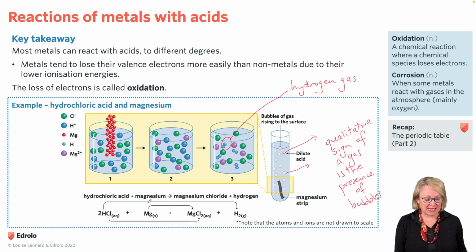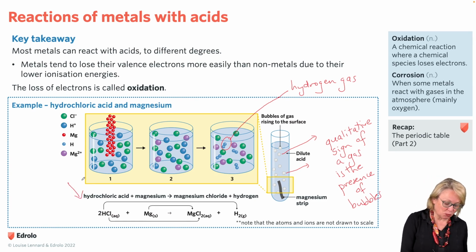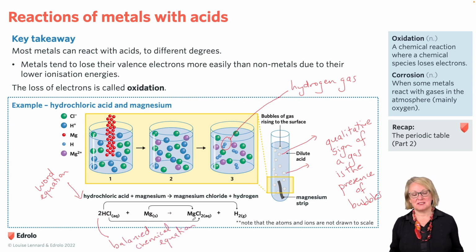So hydrochloric acid reacts with magnesium to form magnesium chloride and hydrogen, which is the gas. This here is the word equation, and here we have the balanced chemical equation. And we'll look at more of these through this lesson.